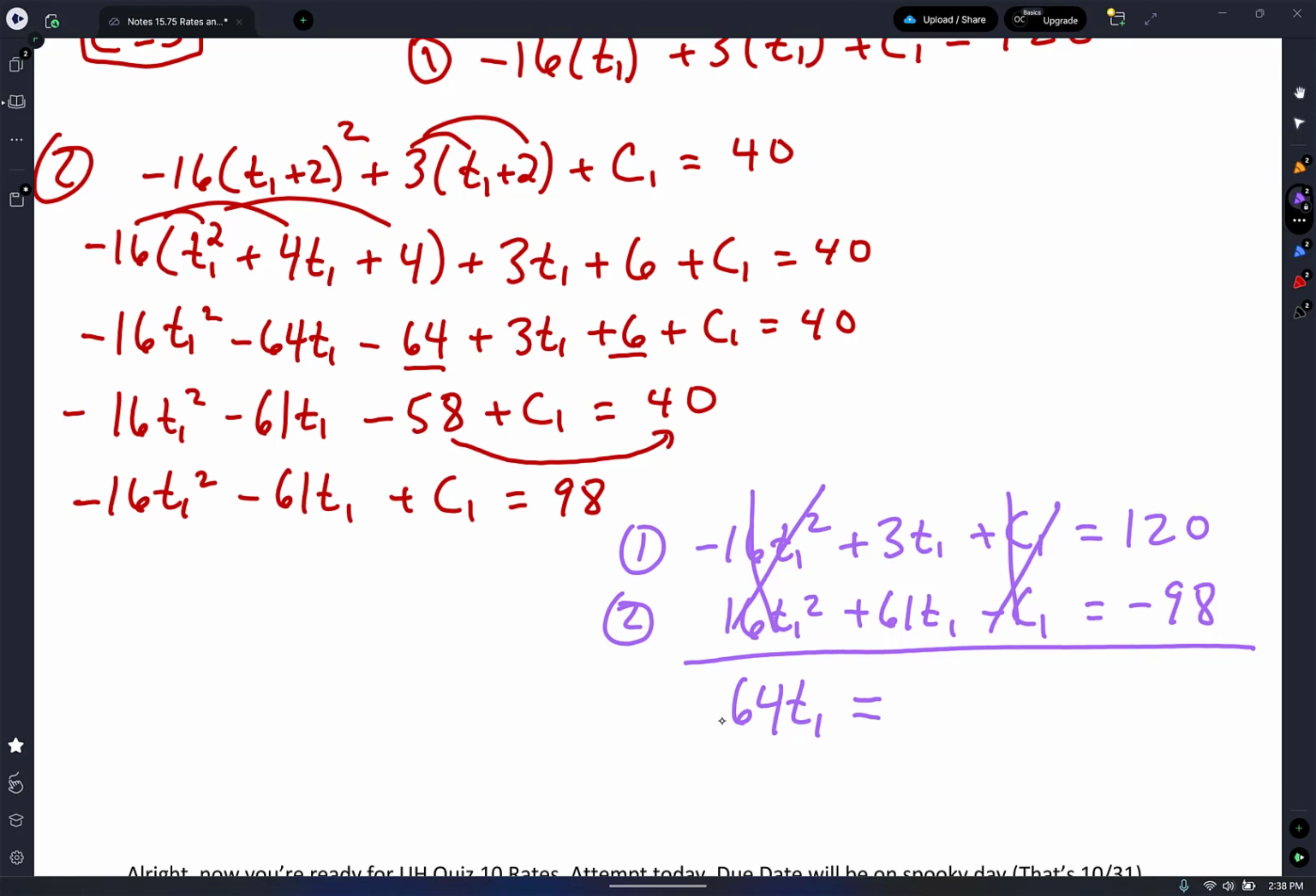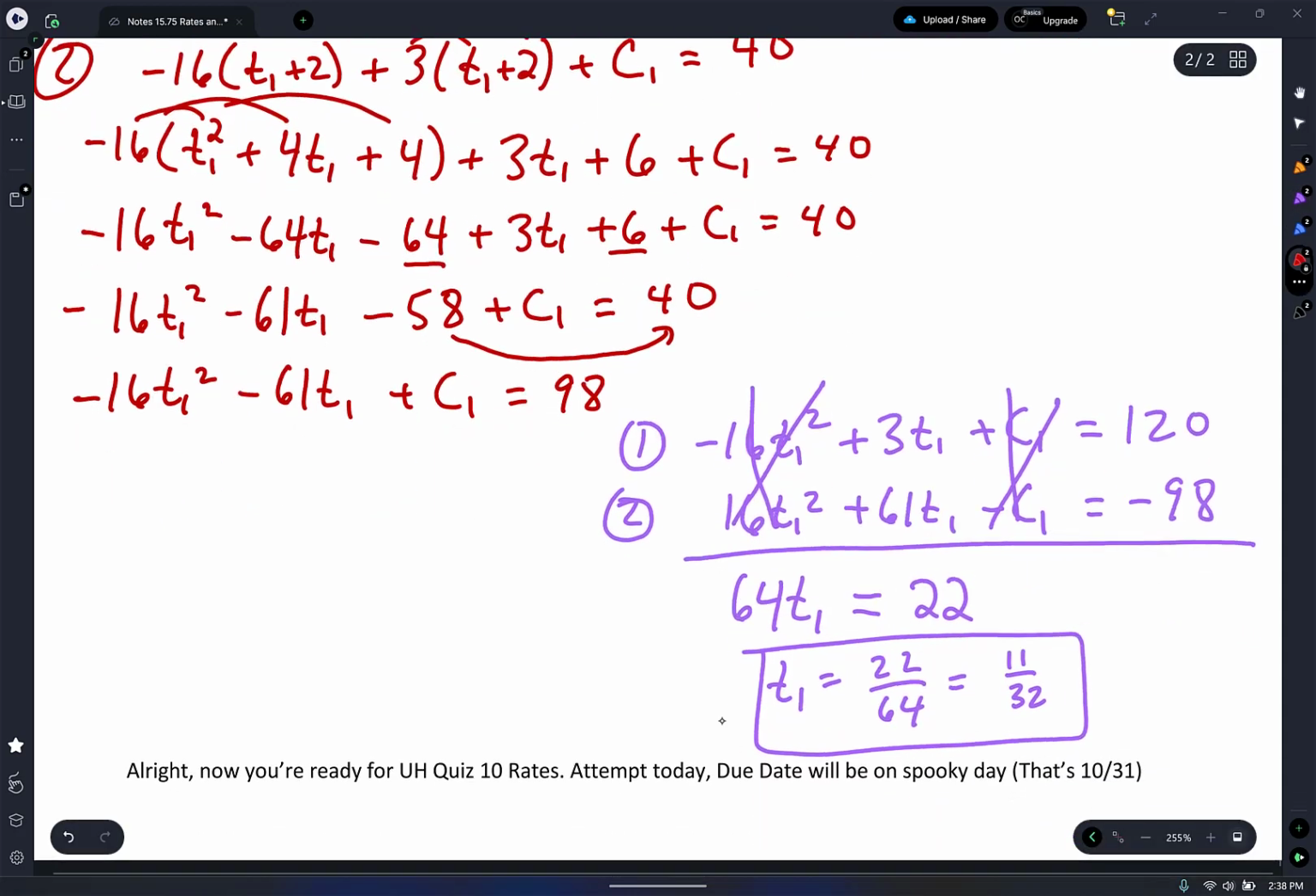Negative 64t1 equals, what's the difference between 120 and 98? Yeah, what is that? Come on. All right, how do I get t1 by itself? t1 equals 22 over 64, which equals 11 over 32. So that is the time at which you are 120 feet in the air. We weren't looking for that, though. We're almost done, guys.